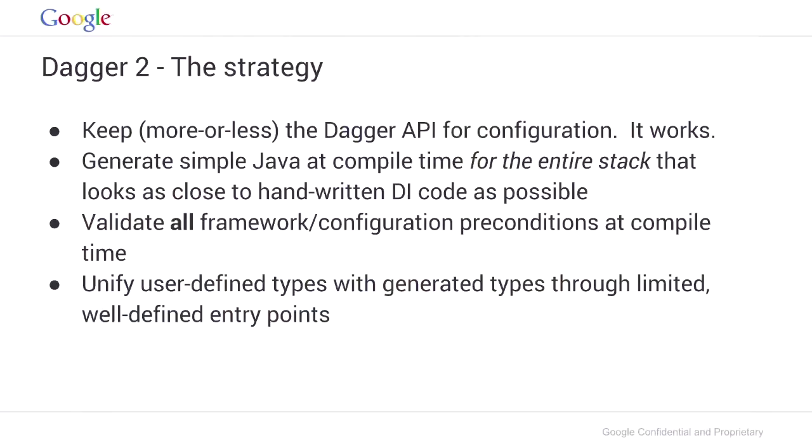More or less, we like the API for configuration. We liked it in Juice. We continue to like it in Dagger. It works. Stick with the configuration API. Those are provides methods and @inject constructors, all those things that JSR 330 defined for us. We're happy.